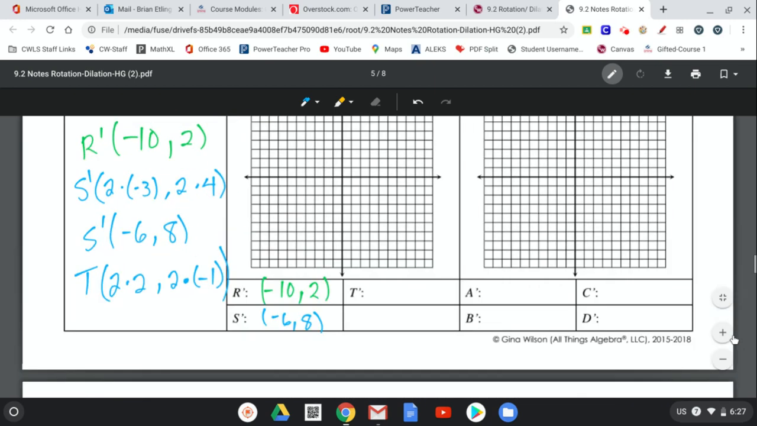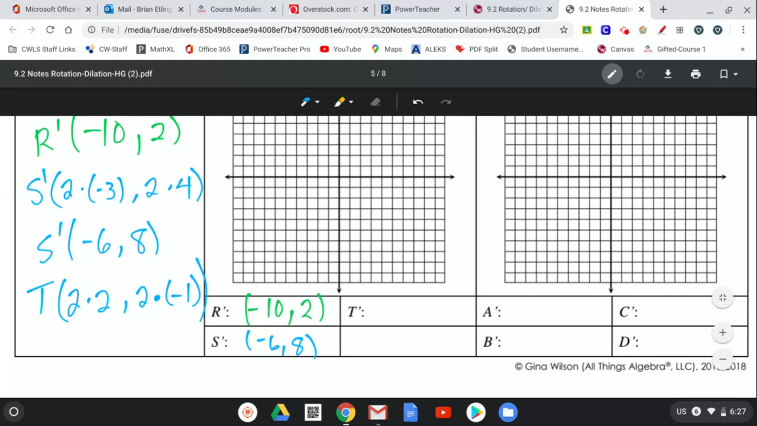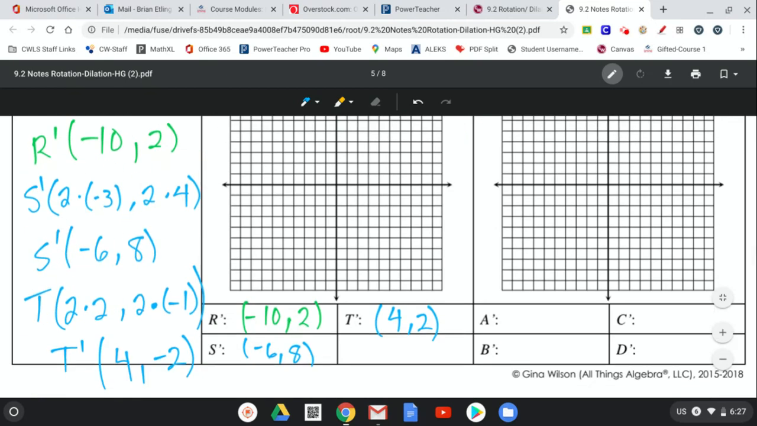All right, guys. So finishing up problem number 1 here. To find the coordinate for T prime, it's going to be 2 times 2, and that's going to be 4, and then 2 times -1, and that's going to be -2. Okay, so T prime is going to be at (4, -2). Again, I found that just because k is 2. You multiply it by the coordinates that we have in there, and you get the new coordinates for R prime, T prime, and S prime.